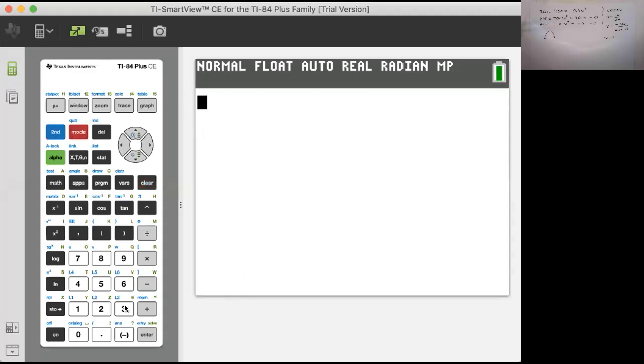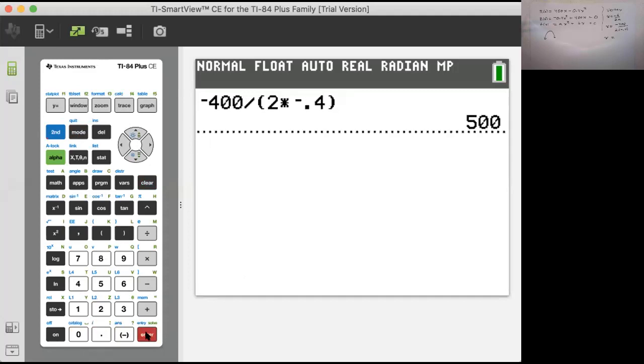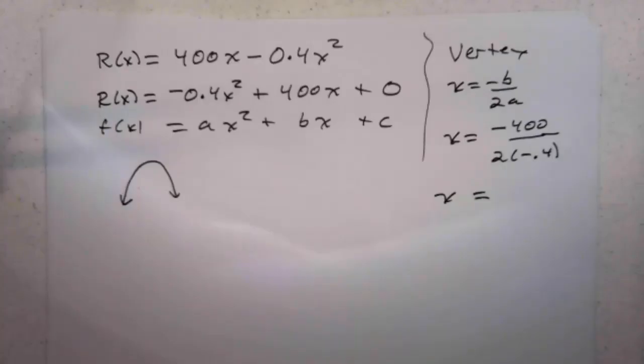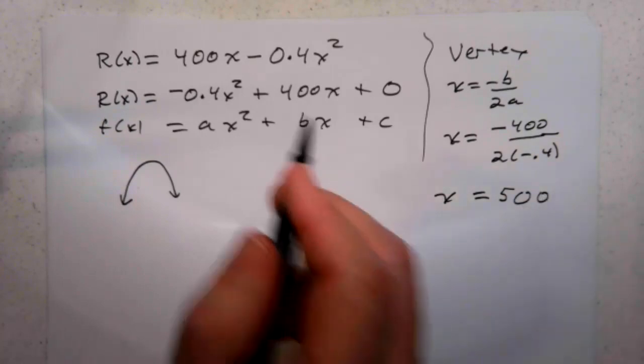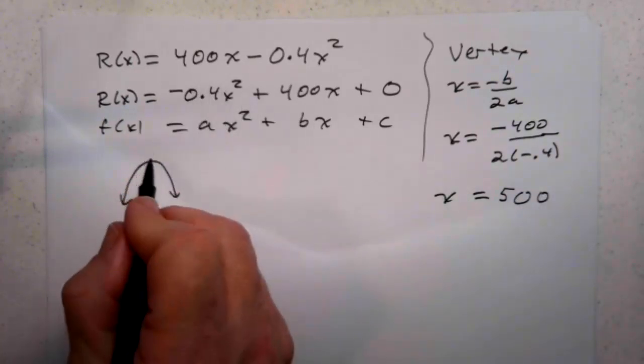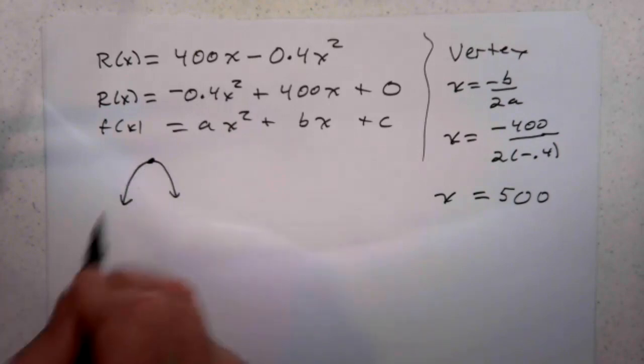So we need negative 400 on top. Here's our negative button down here. Negative 400 divided by 2 times negative 0.4. Use parentheses just so there's no issue. 2 times negative 0.4. And it gives us 500. So the vertex occurs at x equals 500. So that will be the point where the revenue is maximized.